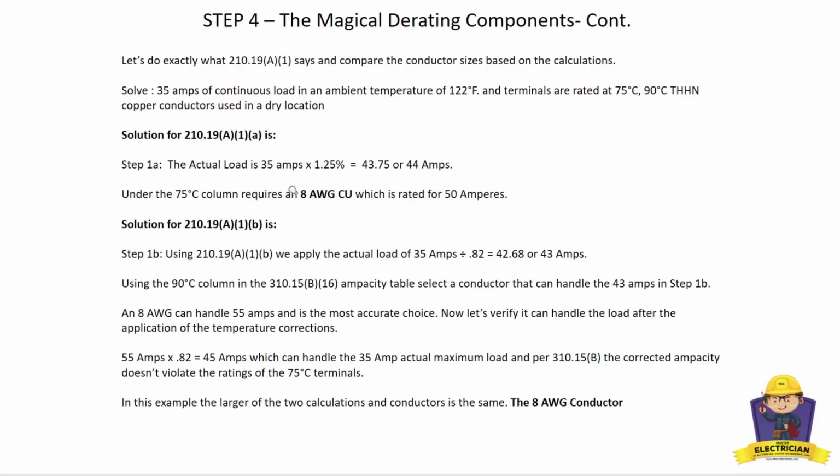Now this is basically what we did here. The first calculation resulted in an 8 gauge because we did it at 35 at 125%, 50 amps. It was an 8 gauge we took from the 75 column. And then down here we did the same thing as we just did.